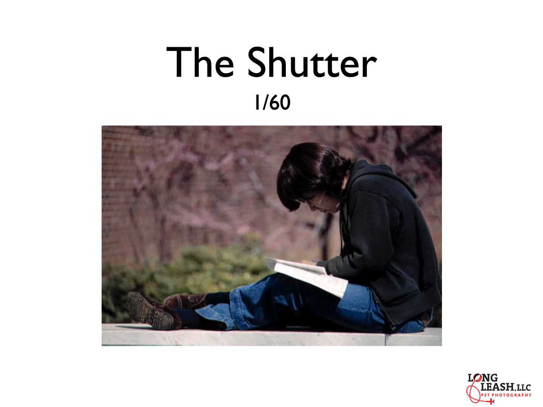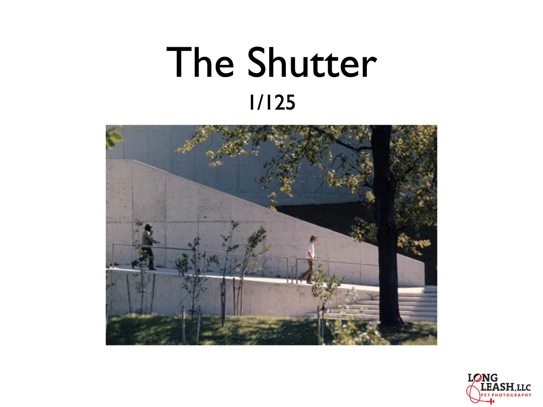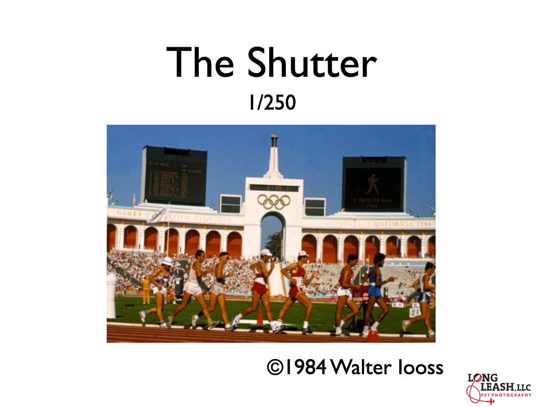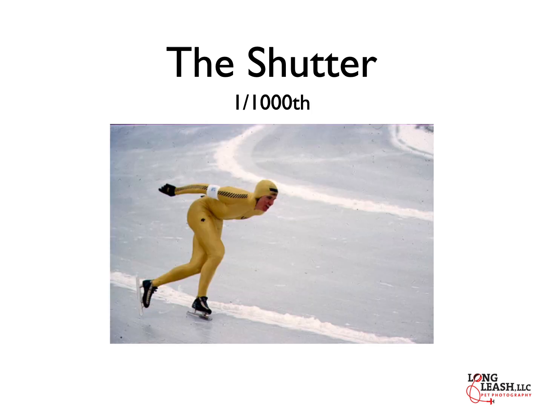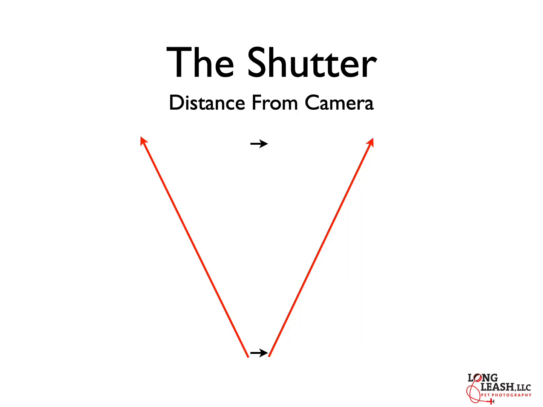Using the right shutter speed for the subject is important. So if you're just photographing someone sedentary, just sitting there, you can use a slow shutter speed because there's not much motion going on. If someone was walking, you'd probably want to use a faster 1/25th of a second speed. Race walkers are fairly fast, 1/250th of a second, and a 500th of a second for a jogger. And this is at 1,000th of a second, a speed skater.